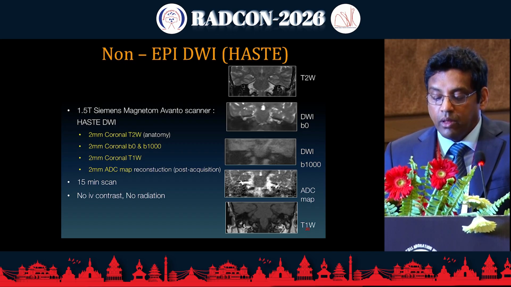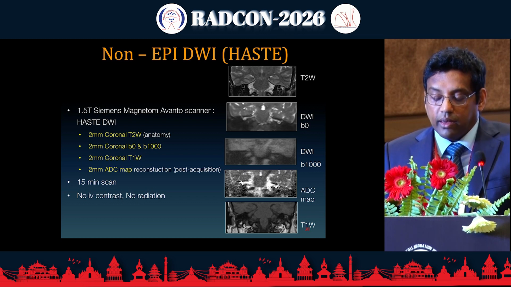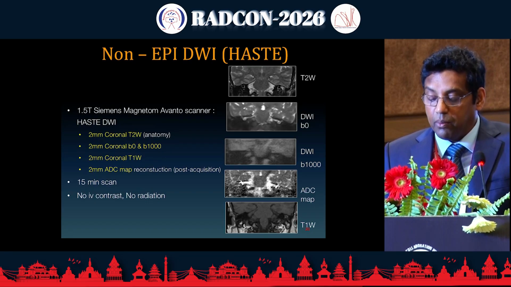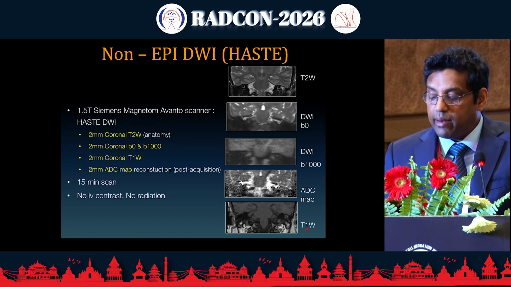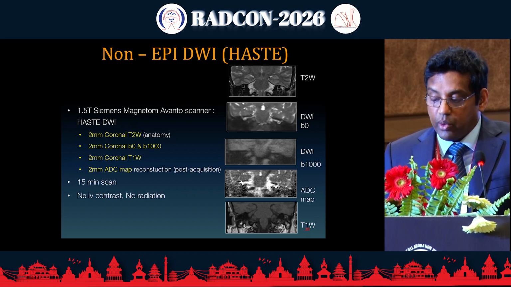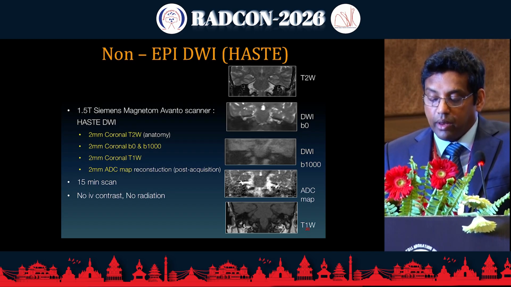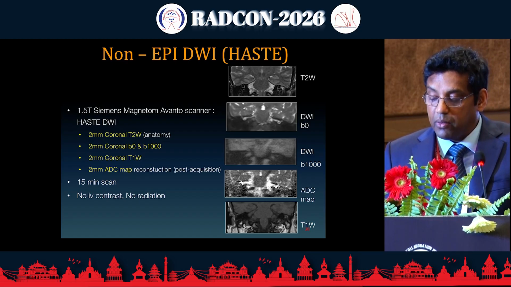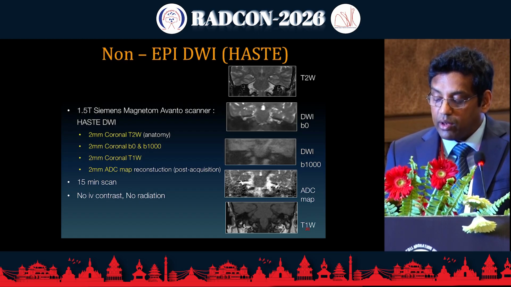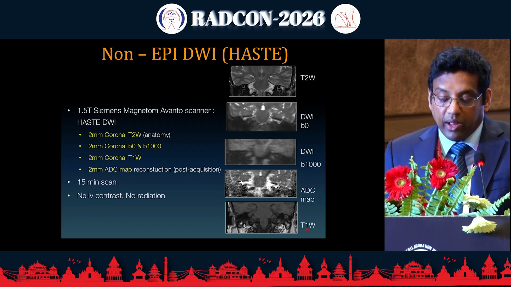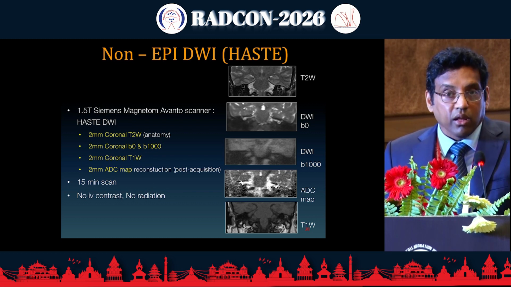So what's the protocol I use for non-echoplanar DWI for cholesteatoma? We need anatomical scans like the T2 and T1 weighted images, all coronal, and then 2 millimeter fine slices, because if not you're going to miss small cholesteatoma. We have B0, B1000 DWI and ADC map. The whole thing takes 15 minutes to do. Very easy, quick to do. Children can tolerate it very well. No IV contrast, no radiation, perfect scan.